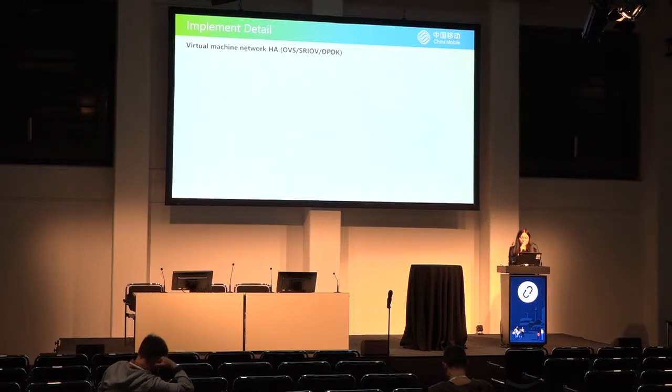And the next one is virtual machine network HA. We support OVS, SR-IOV, and DPDK port network HA for now. Most of the process of the virtual machine network HA is similar to the certification HA case. The biggest difference is the virtual machine's network state poster, which is in the monitoring agent. The poster is the function of how to monitor the VM's network state and supports OVS, SR-IOV, and DPDK ports of the VM.